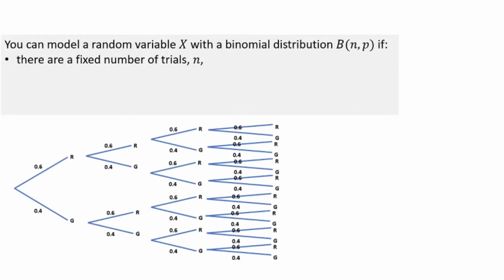So in the tree diagram I was working with before, there is a fixed n. We spun that spinner 4 times. There were only 4 spins. We didn't stop after 2. We didn't get a bonus spin. n was fixed, 4 spins.